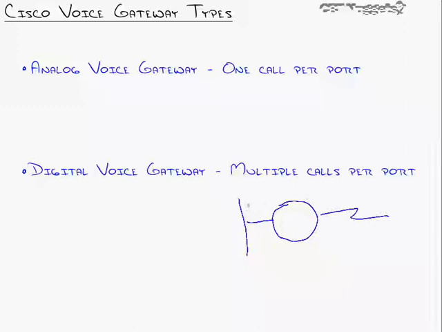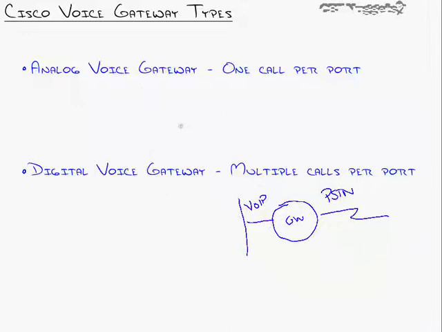So maybe you have a voice over IP network over here on the left, and you're transitioning to the PSTN over on the right. Well, there's two major gateway types that you can have, an analog or a digital voice gateway. Now this one gateway could be both, all depending on the type of interfaces that it has.